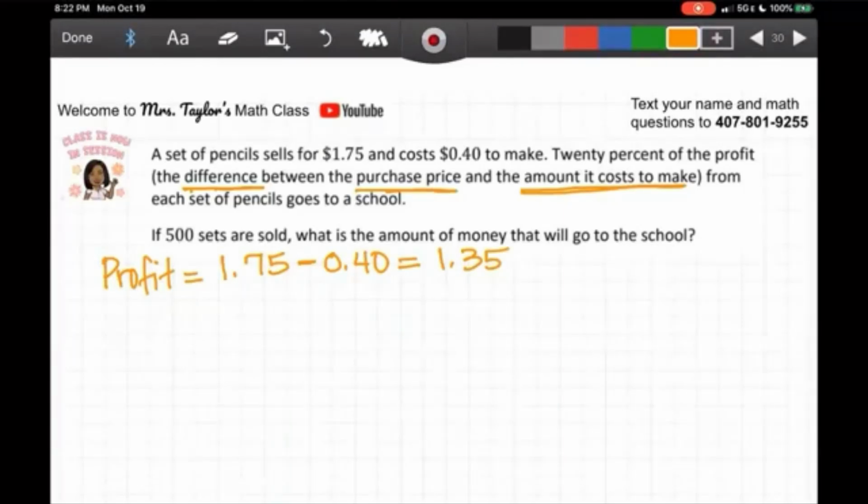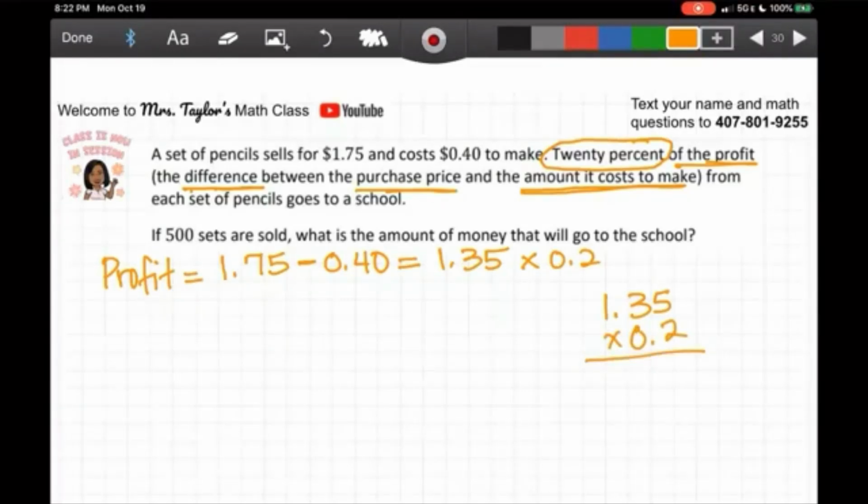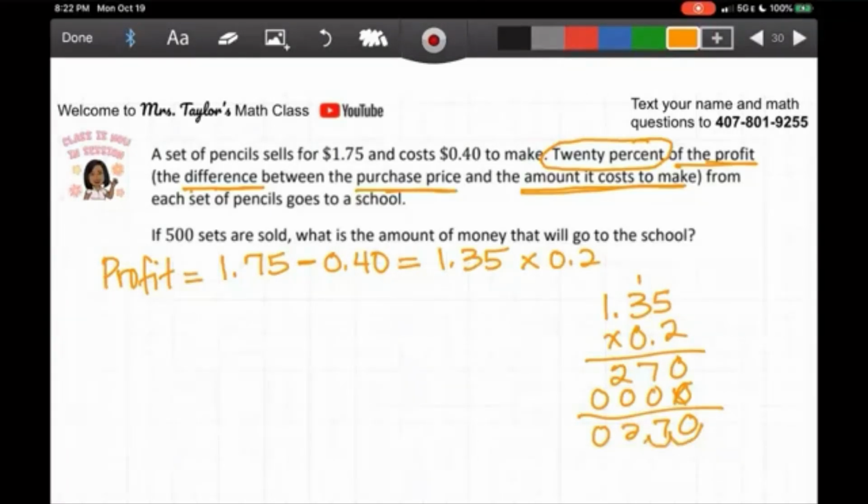All right? But the school is only going to get 20% of the profit, so you have to multiply this by 20%. Let's go ahead and do this little old school math. 1.35 times 0.2. Give myself some room. This here is going to be 0, 7, 2, 0, and we go 3 decimal places. So the school, for each set, is going to receive 27 cents.